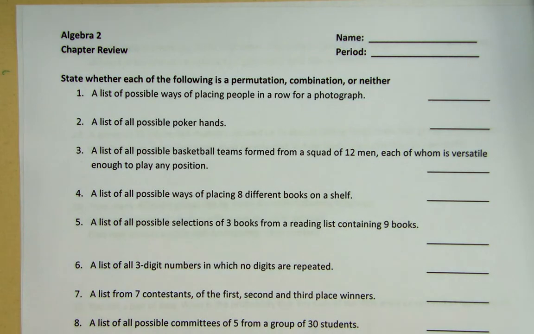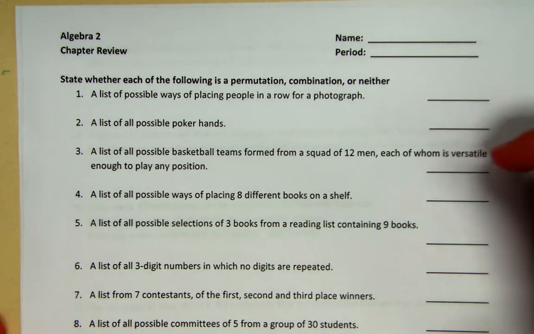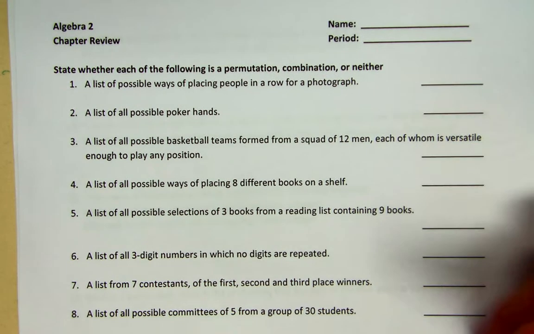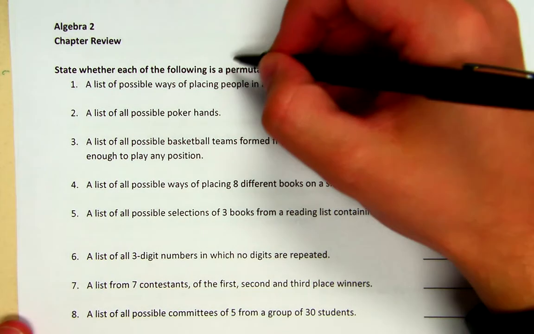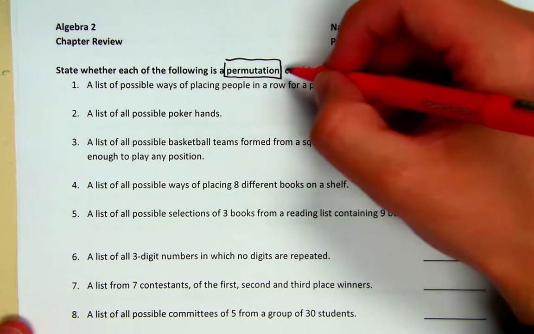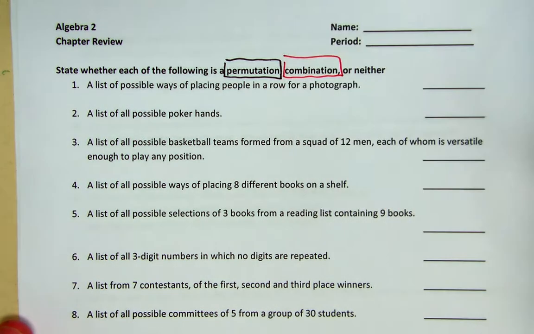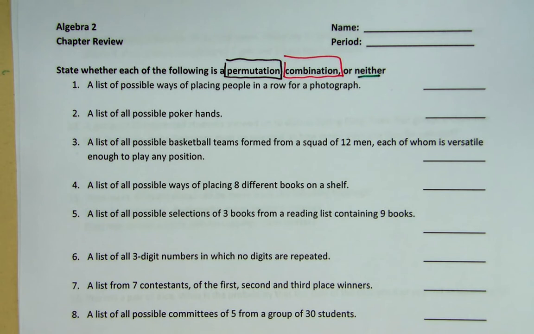Alright, so here is our chapter review video for the chapter 14 test. First, what I want you to do is pause the video, go through these 8 situations, and list out if it is a permutation, if it is a combination, or if it is neither event. Just for these first 8, pause it, come back and do it.